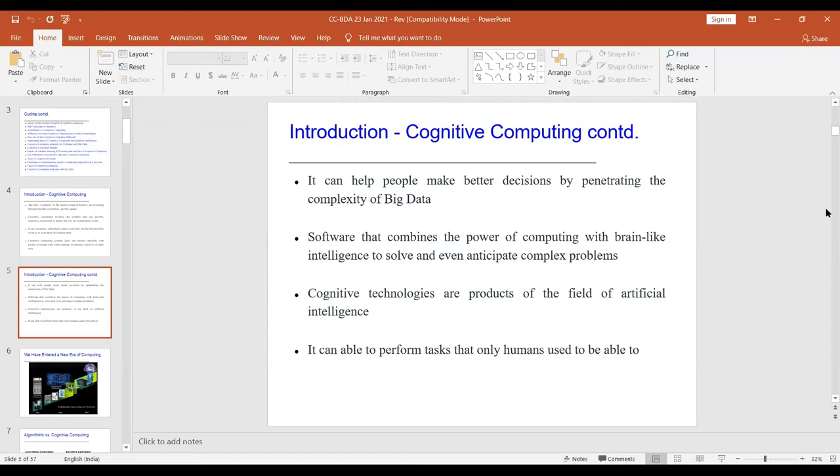This is how big data is actually penetrated and decisions are made. Here, the decision is giving opportunities and options to the user. Everything is interconnected.